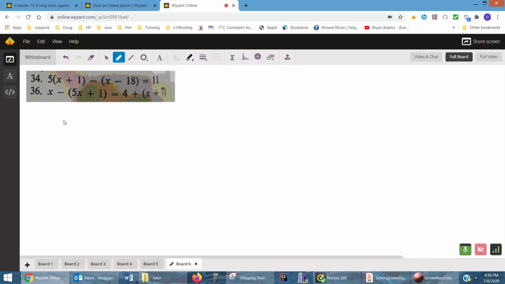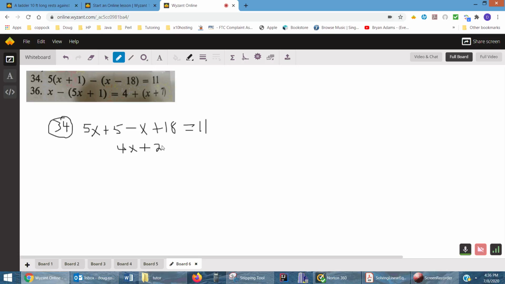And the last set of problems, let's distribute the 5. I'll put number 34 here. 5x plus 5. Take the opposite of every term inside this set of parentheses. Minus x plus 18 equals 11. Combine the similar terms. 5x minus x is 4x. 5 plus 18, they're already both on the left side, so I have no sign changes there.